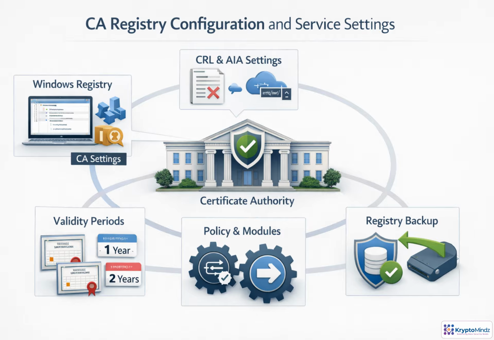The registry is where your CA's operational personality lives. It controls how long certificates and CRLs are valid, where CRLs and AIA information are published, and which policy and exit modules run. If those values change during recovery, clients may stop trusting new certificates or fail to find revocation data. That's why a registry backup is just as critical as the database and CA keys when you restore a CA.